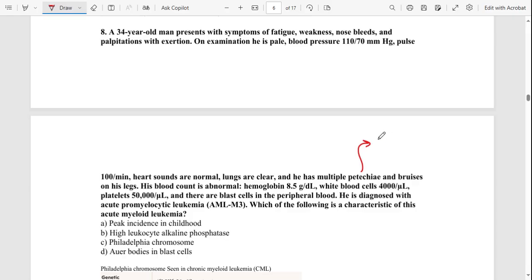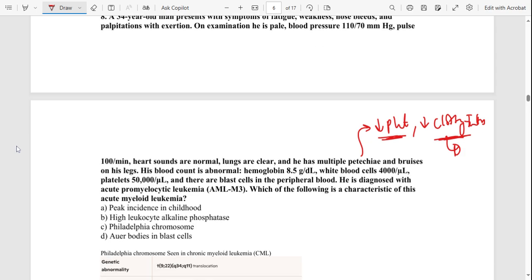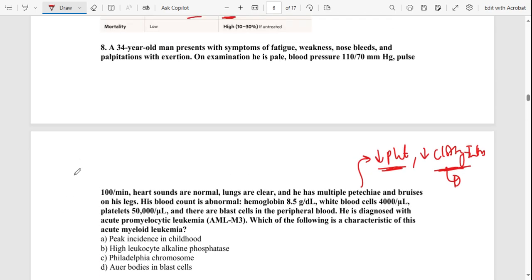Does petechiae present in reduction of platelets or reduction in clotting factors? Which one? Okay. Yeah, clotting factors. What are you likely going to find instead of petechiae? Ecchymosis, excessive bleeding in the joints, basically bleeding anywhere. That will also include the GI tract, and there's going to be hemarthrosis, blood in the joints. Okay, so we continue with our question.